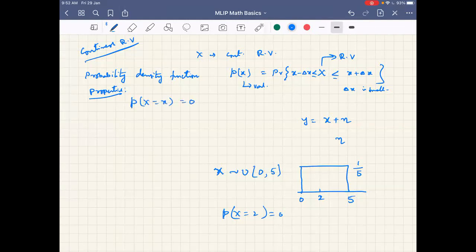Okay, so now next. Any other properties do we have? The area under the curve is equal to 1. Yes, from minus infinity to infinity, the integral of p of x dx is equal to 1. Okay, all right. Are there any other properties?